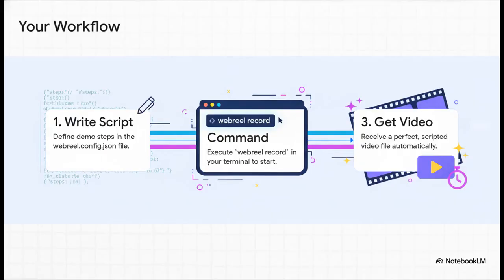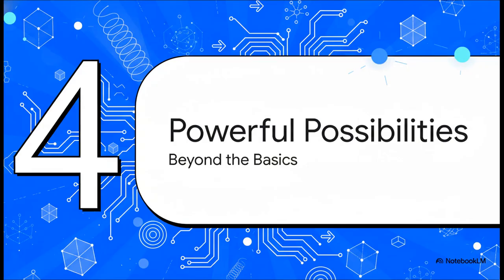So the whole workflow just boils down to these 3 simple steps. 1, you write your script in that JSON file. 2, you pop open your terminal and run one command, Webreel record. And 3, you get a perfect video every single time. That's really it. And what's really cool is how this simple setup unlocks so many possibilities.